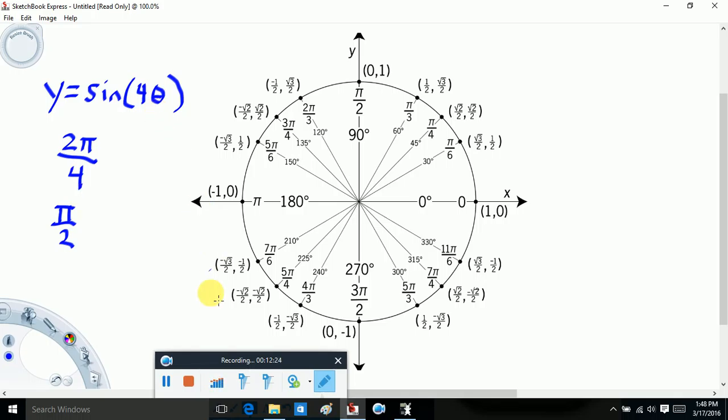Okay, in our next lecture we're going to talk about finding the amplitude and the period and graphing.